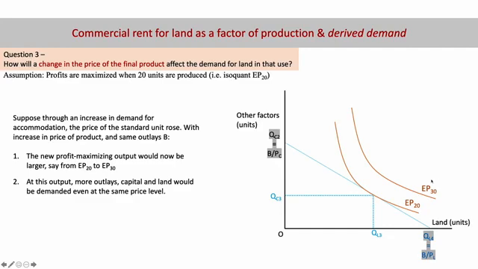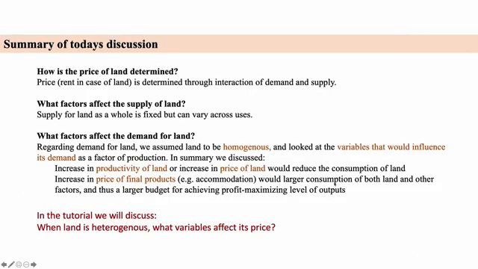consumed. So if there is a change in price of the final product, particularly if there is an increase in price, then more land and more capital will be required to generate a higher level of output. And if there is a decrease in price, less land and less capital will be required to generate a lower level of new profit maximizing output. So with this, we summarize today's lecture.